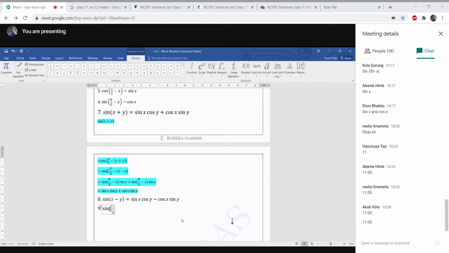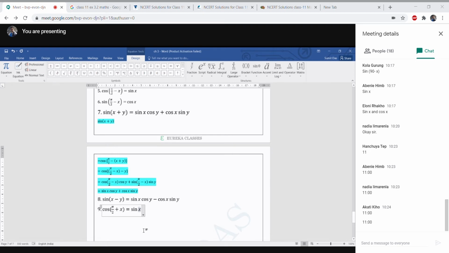Next is sine, cos pi by 2, cos pi by 2 plus x is equal to sine x. I hope that I don't have to explain this. Okay, why is it sine x?